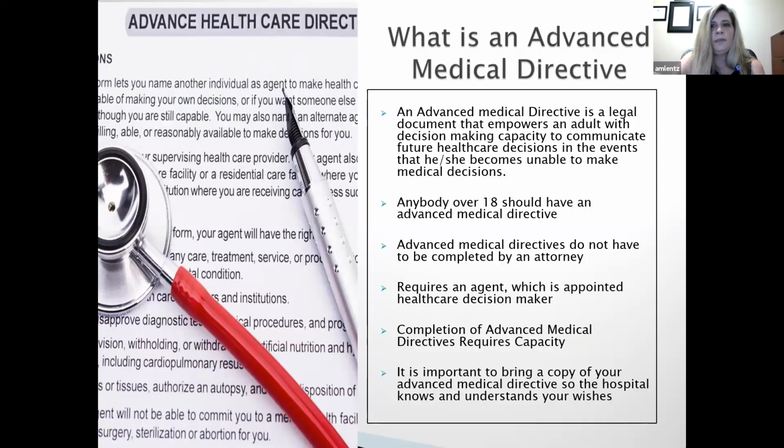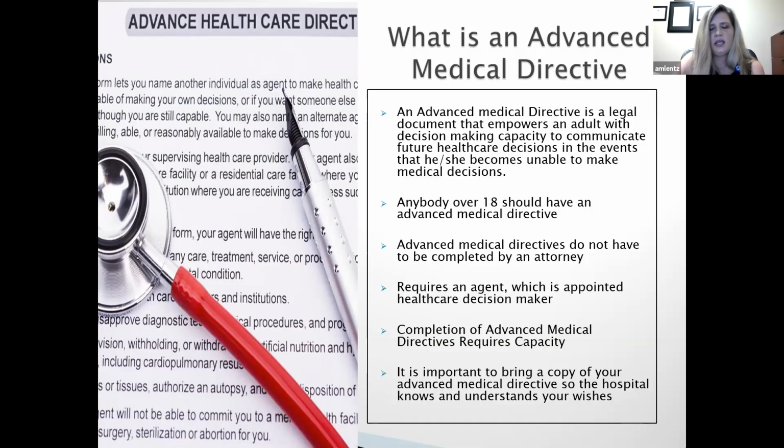If you want your neighbor, this is a reason to have it on file, because if something happens to you, it will go to your next of kin. And if that's not who you wanted, we're not following your wishes, but that's all the reason we have to have these advanced medical directives on file. And completion of an advanced medical directive requires the patient to have capacity. You have to be able to understand what you're saying, what your wishes are, and who you want to appoint.